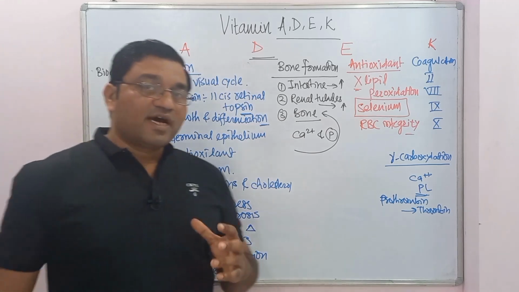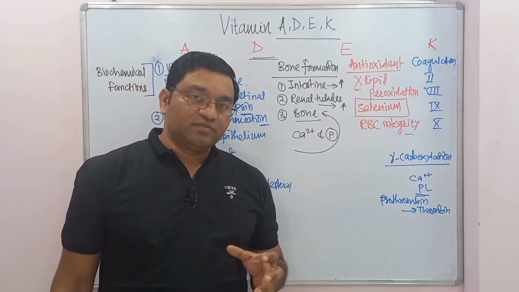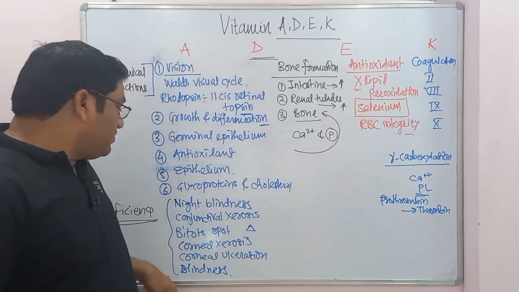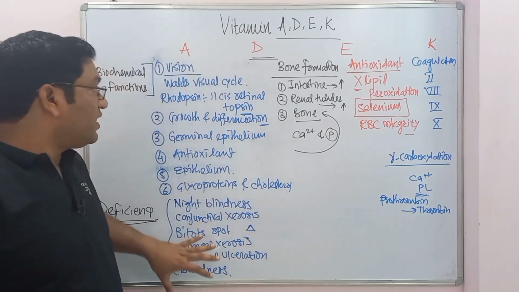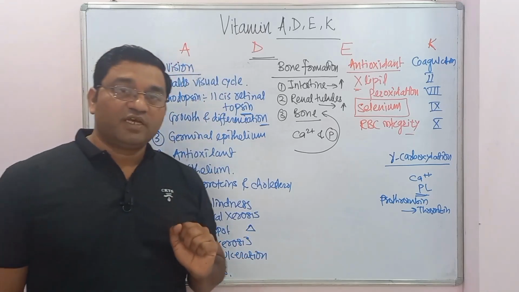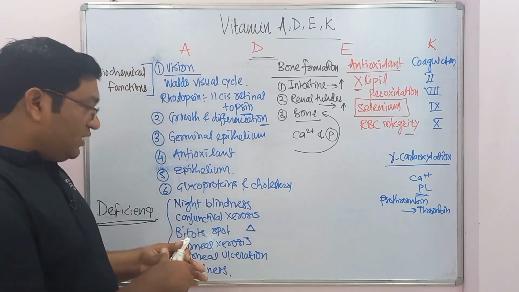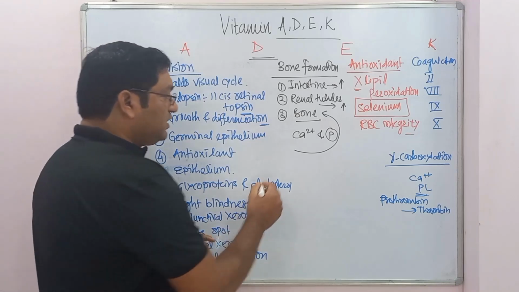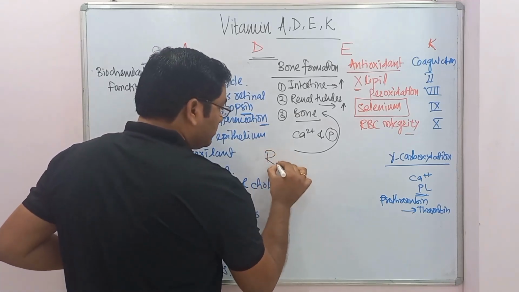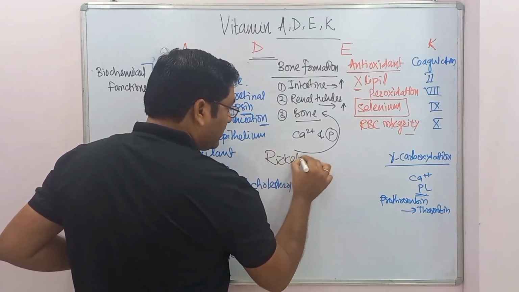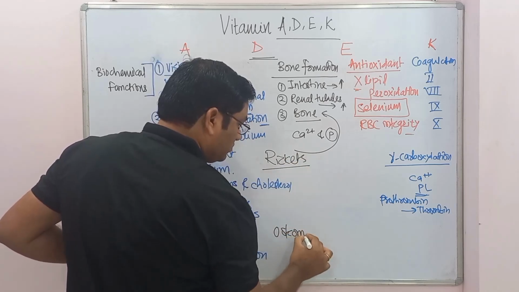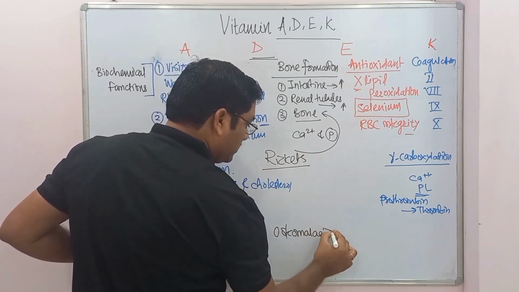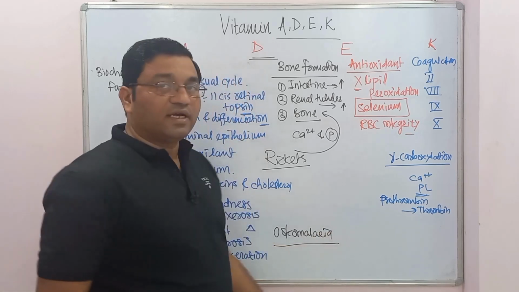Also it causes hyperkeratosis on the skin. Vitamin A deficiency causes hyperkeratosis on the skin. So this is an important manifestation of vitamin A deficiency. Now vitamin D deficiency will lead to rickets in the children and osteomalacia in the adult. Rickets in children and osteomalacia in the adult.